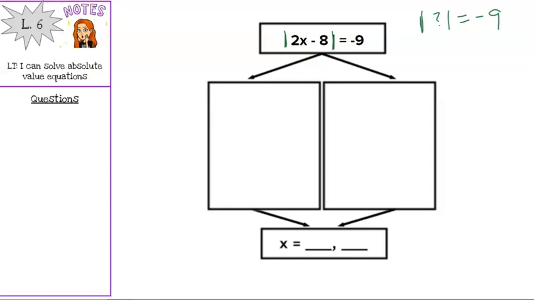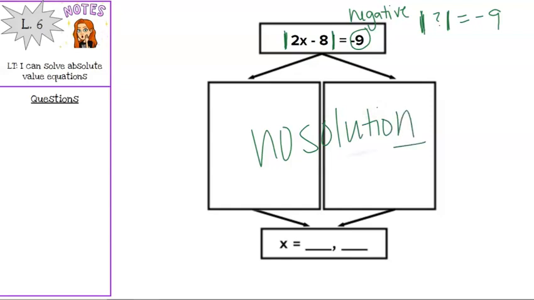If you have absolute value of anything equal to a negative number, that can't be true because the distance to 0 can never be negative. So if you only have absolute value bars over here, there's nothing written outside of the absolute value bars, and it's set equal to a negative, that means we have what's called no solution.